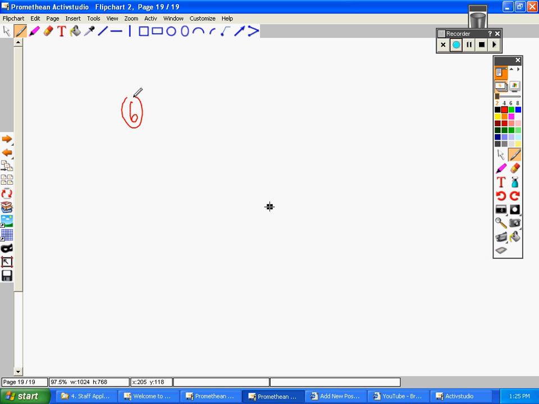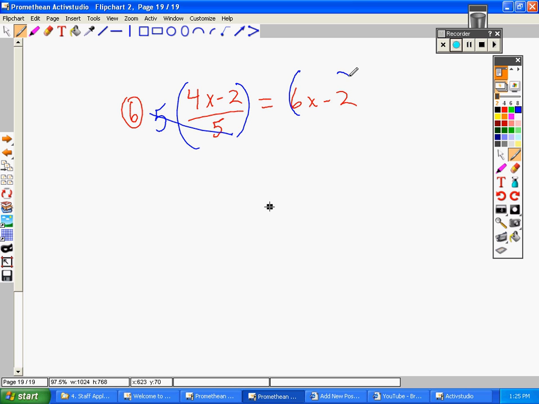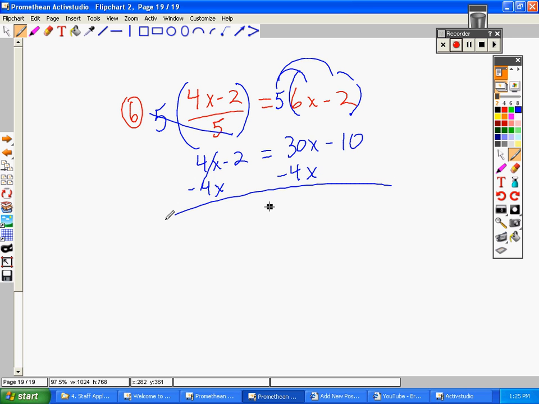Number 6. 4x minus 2 over 5, which equals 6x minus 2. Here, because the whole side is being divided by 5, I'm going to multiply by 5. But remember, you have to multiply this whole side by 5, so I'm going to put it outside the parentheses and make sure I distribute. So I get 30x minus 10 is equal to 4x minus 2. I'm just going to solve this. I'm going to subtract 4x so that I move it over and combine it with the 30x. You have to actually move it to the other side by doing the opposite.